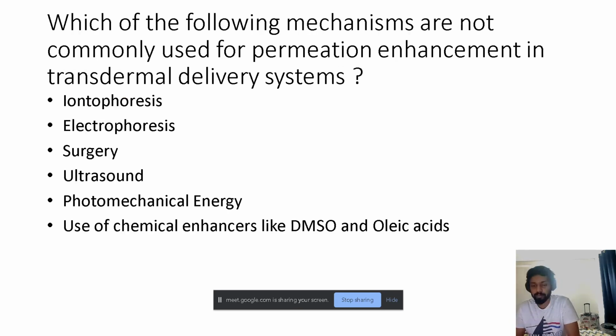Okay. Which of the following mechanisms are not commonly used for permeation enhancement in transdermal delivery systems? Is it iontophoresis, electrophoresis, surgery, ultrasound? Option E. Okay, so I haven't labeled the options. A, B, C, D, E. So you're saying photomechanical energy.